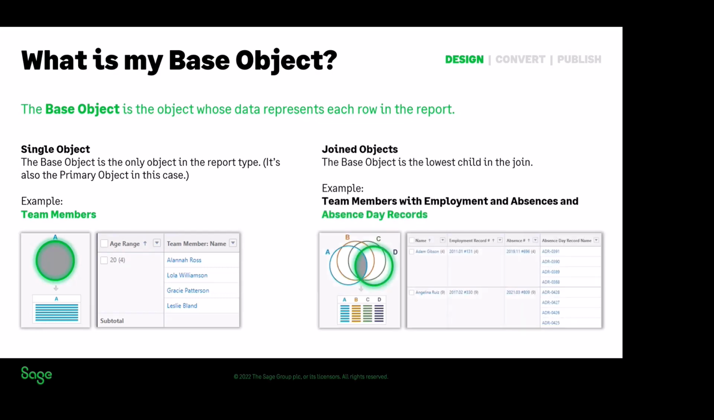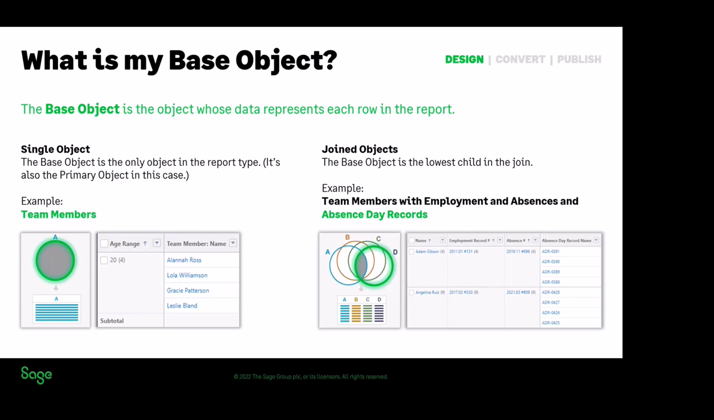And this is the most complicated kind of join you can do. And I'm going to build this, and if you're following along with me, we're going to use this report type to build our hands-on exercise here in a few moments. So you can see that I've joined together 4 different objects here in the data hierarchy.